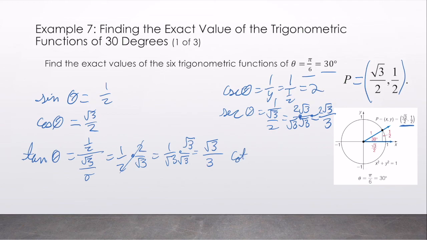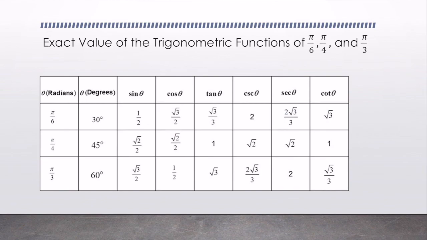And then our cotangent of theta, which is x over y, is the square root of 3 over 2 over 1/2. So that would give me the square root of 3 over 2 times 2, which is just finally the square root of 3. Ta-da! So here are some of the exact values of our trigonometric functions for pi over 6, which is 30 degrees, pi over 4, which is 45 degrees, and pi over 3, which is 60 degrees.